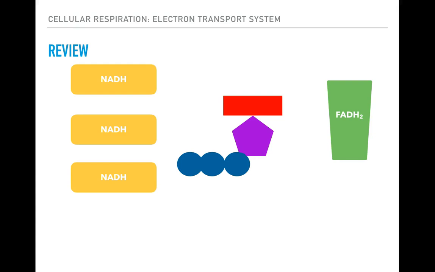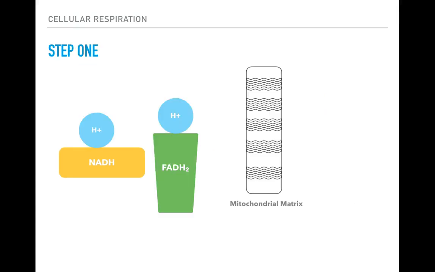Let's first review briefly the end products of the citric acid cycle. Remember, we have 3 NADH, 1 ATP, and 1 FADH2. The electron transport system begins with NADH and FADH2 serving as electron carriers. Specifically, they are carrying hydrogen ions, which were removed from both the citric acid cycle and glycolysis.